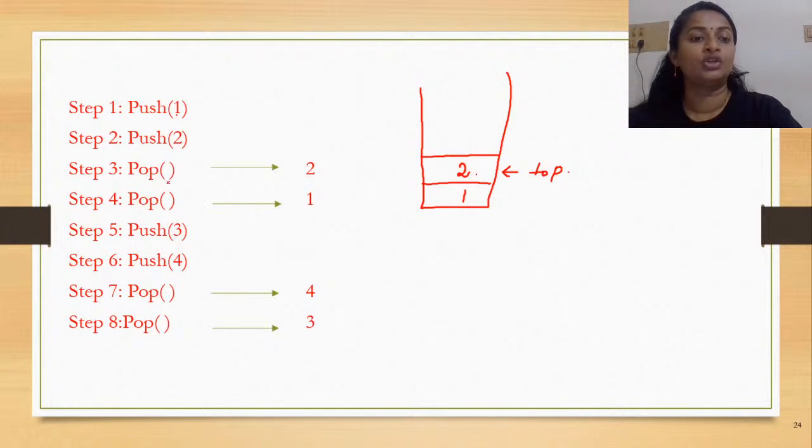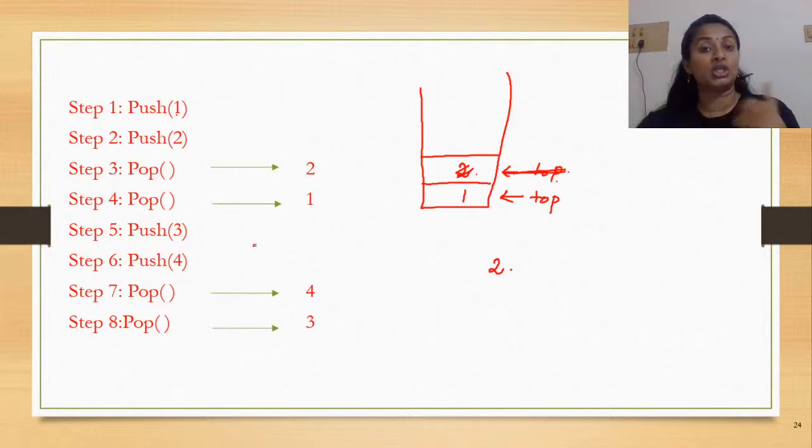Now what is happening? You're trying to pop. How many pop operations? 2 pop operations. When you try to pop, whatever top is pointing to currently would be ejected out. Now what would be ejected? 2 would be ejected. Now top gets decremented. Now 2 is flushed off, so this position is empty. Now top would be pointing to 1. By the time you initiate the next pop, what happens? 1 would be popped out.